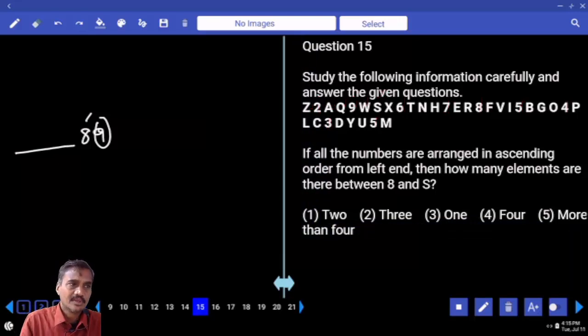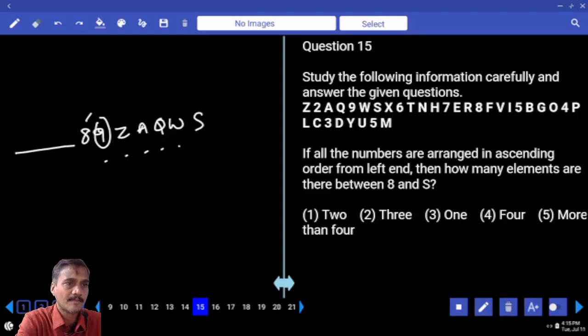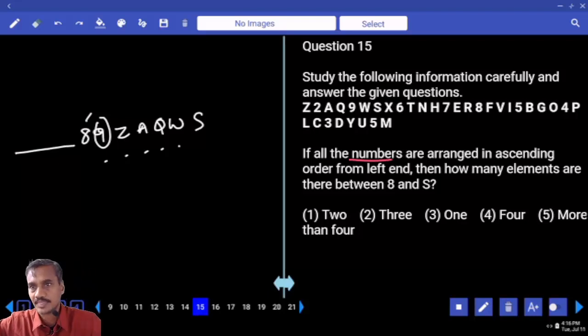After 9, what should be there? All the letters will be written in the same order. And what is the next letter we have? Z. Next, A, Q, W, S. How many are in between? 1, 2, 3, 4. So the answer is more than 4 choice. Are you following? Don't write out the entire sequence again. That is the main reason it is given, assuming that people will write down the entire sequence once. Because this 8 is the second number in descending order, the right hand side of 8 has only one more number. All the remaining letters we need to count.